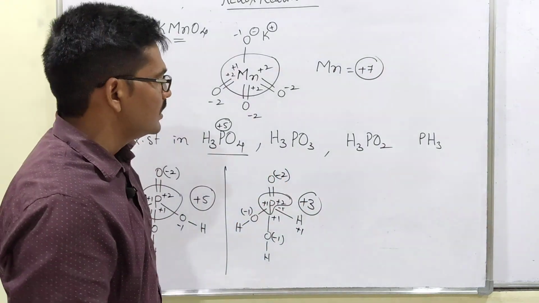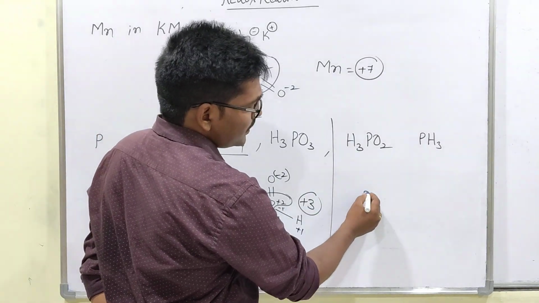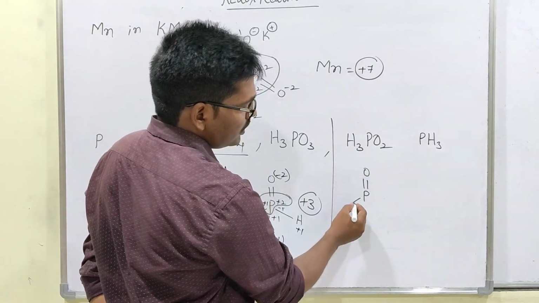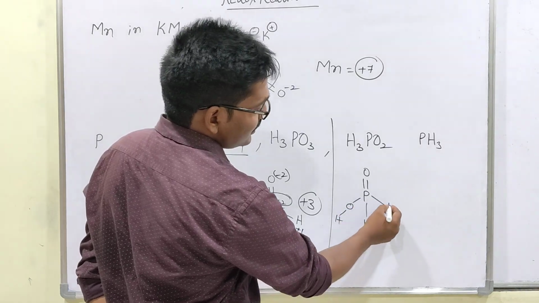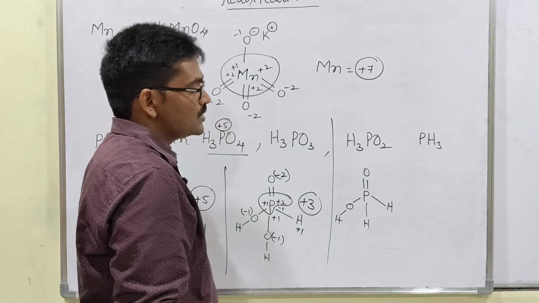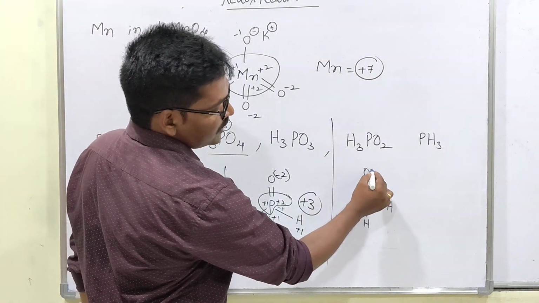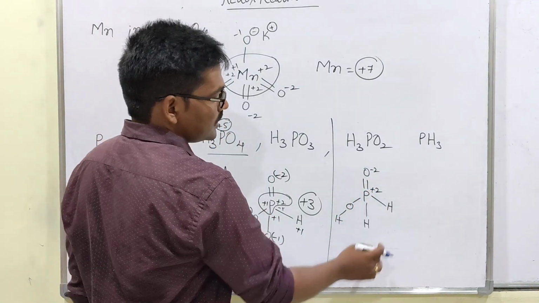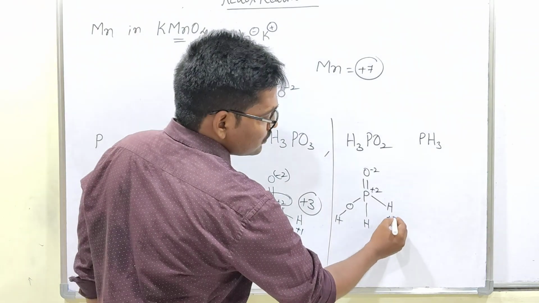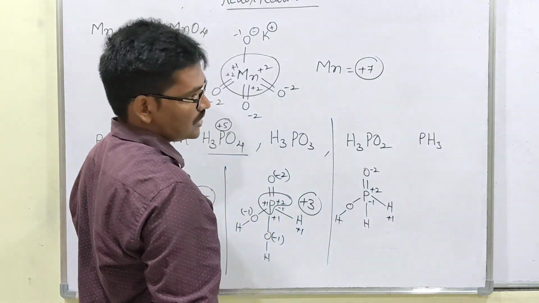Clear, my dear students? Then if you come to H3PO2, phosphorus double bond O, then O bond H, then 2 hydrogen atoms directly attached to the phosphorus. So now oxygen in between phosphorus, if you take -2 and +2 oxidation state, then here hydrogen can get +1 oxidation state, then phosphorus can get -1 oxidation state.